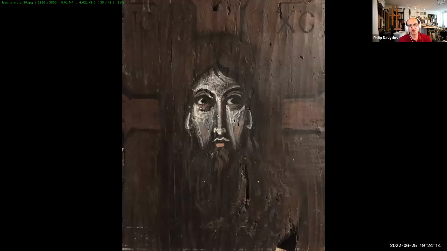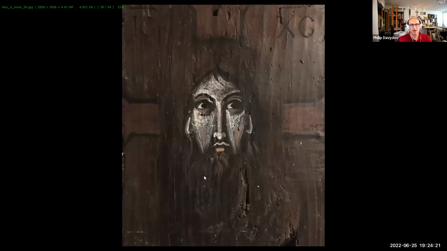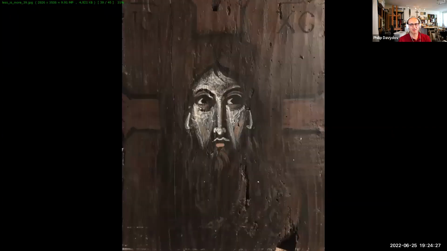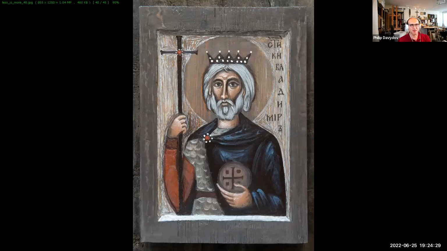And I continued trying things like this, where the most essential part, which is the face, is visible, but other parts are not. So you only see what you're supposed to look at and are not bothered by extra things. And I made this icon of Saint Vladimir, and I was thinking to promote his role as the person who baptized his country in the 10th century.